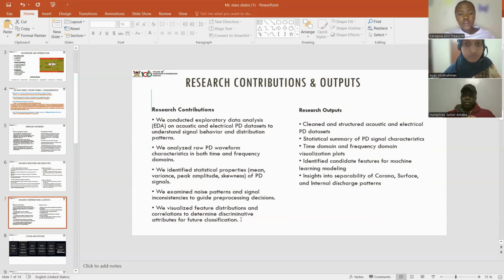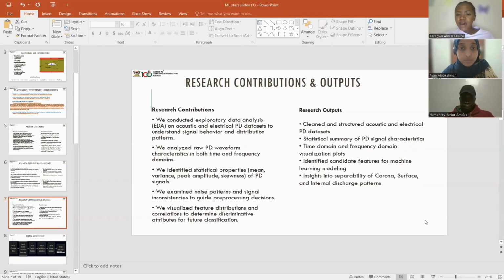Our research contributions included a comprehensive exploratory data analysis of both the acoustic and electrical datasets to understand the signal behavior and distribution patterns, to analyze the raw waveform characteristics of the partial discharge, of different types of partial discharge, and different types of signals that can come from the electrical devices, and to identify the statistical properties, the noise patterns, inconsistencies, and also visualize these features.